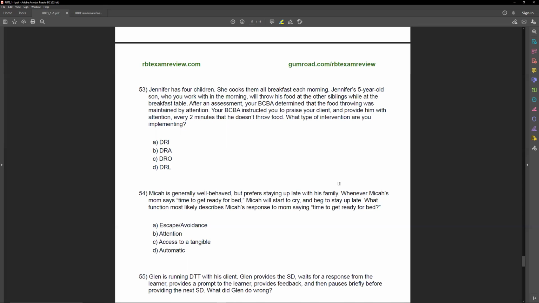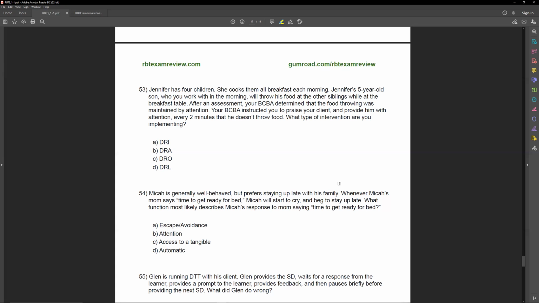Okay, a lot going on in this question. When they give you a question with a lot of information, okay, long questions, make sure you keep it simple and you figure out what the question is asking you. What is the question asking you? The question is asking, what type of intervention are you implementing? Okay, so let's look at our intervention. Your BCBA instructed you to praise your client and provide him with attention every 2 minutes that he doesn't throw food. That's what we're asking about. Okay, that's the intervention, right? You have a lot of facts in here, but we're looking for the intervention.